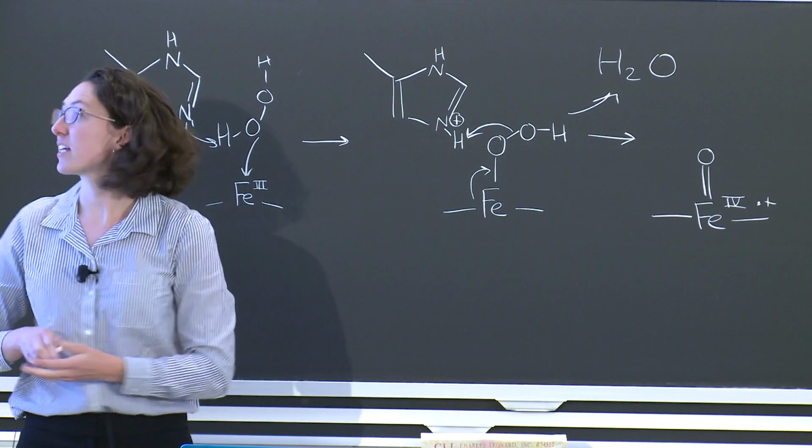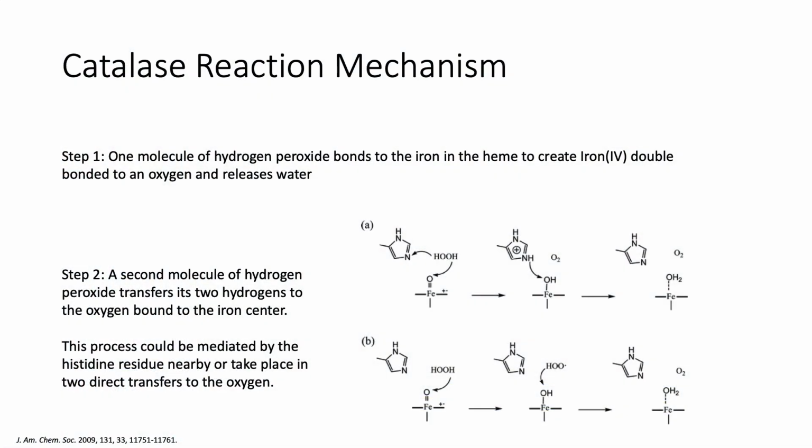And then the second step is once you have this iron radical cation, there are 2 proposed mechanisms for how this reaction can go. And it can either be also mediated by this histidine residue, where one of the hydrogens ends up on the histidine, the other one adds to the oxygen bound to the metal center.